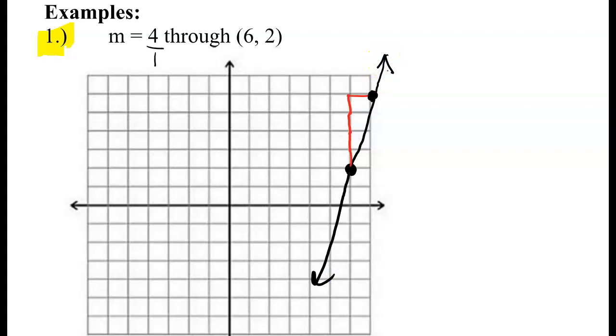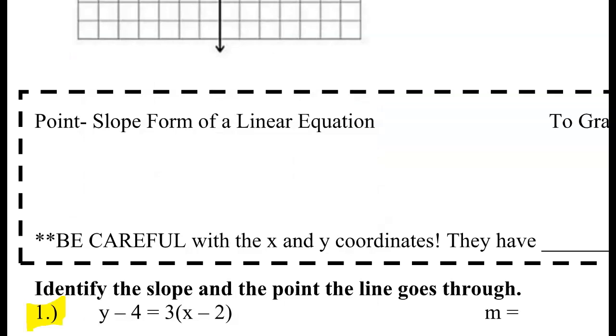Now, if I give you an equation that's in point slope form, the graphing is exactly what I just showed you, but you have to find your own point and your own slope. So let's talk about what that would look like. Point slope form looks like this. We write it y minus y1 equals m parentheses x minus x1.